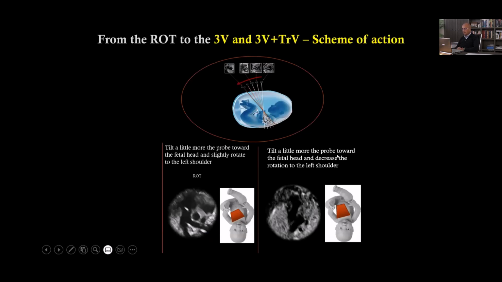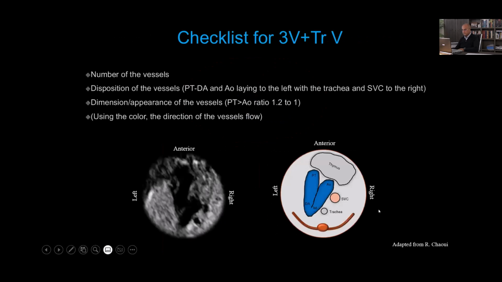Here is the scan of action in getting the three-vessel and trachea view. Starting from the right outflow tract, you can see here the ultrasound beam, tilt a little bit more and reduce the rotation to the left shoulder. So now we are able to get the three-vessel and trachea view, and it is time to say what we have to look for.